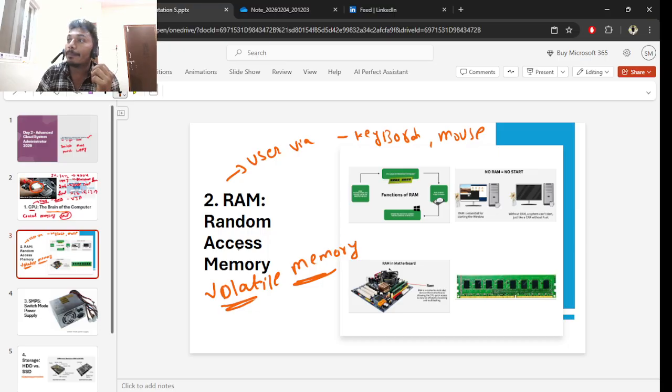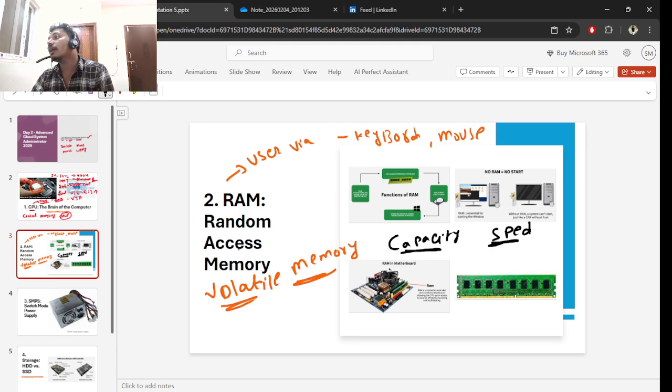RAM mainly performs two things: one is capacity, and the second one is speed. Here you can see the functions of the RAM. If there is no RAM, the system won't start. RAM is placed in the motherboard. This is the RAM, and these are images for your sample reference. Now we'll discuss our main topic again.